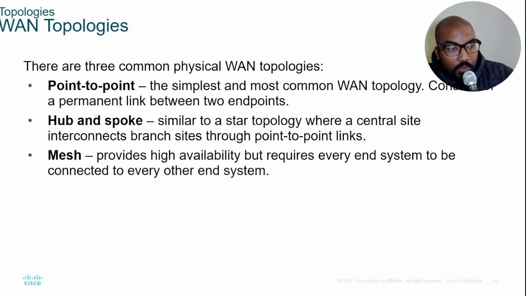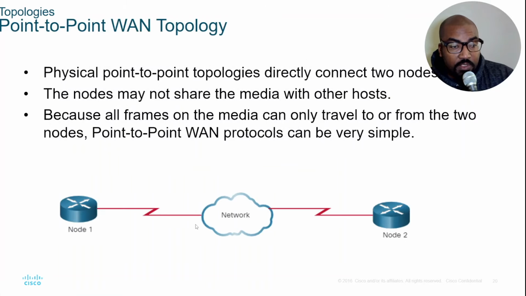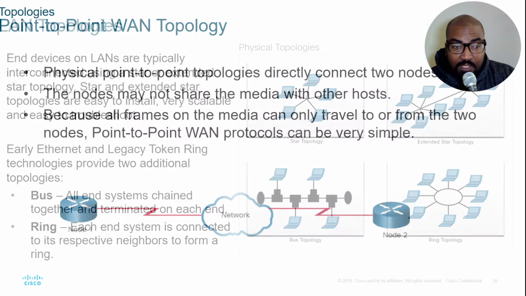There are three common physical wide area network topologies. We have point-to-point, we have hub and spoke, and we have a mesh topology. Let's take a look at some of these. Physical point-to-point topologies directly connect two nodes together. The nodes may not share the media with other hosts, so it's just like from router to router, right? Because the frames on the media can only travel to and from two nodes, point-to-point WAN protocols can be very, very simple. Makes things a lot simpler to have these.